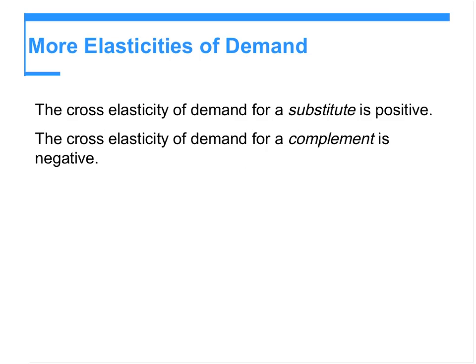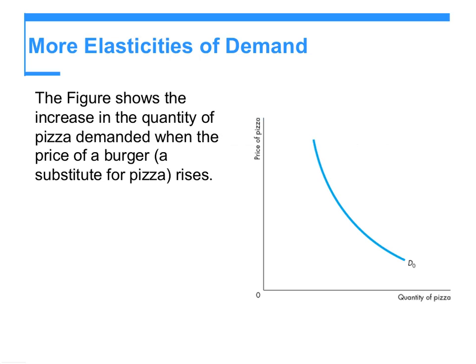Very simple. Because for a substitute, if the price is increasing, you most probably try to buy our product more. If your substitute is expensive, why not buy more of ours? And if the price of your complement increases, the demand for your product decreases. That's why we got positive numbers for substitutes. So, more elasticities of demand.